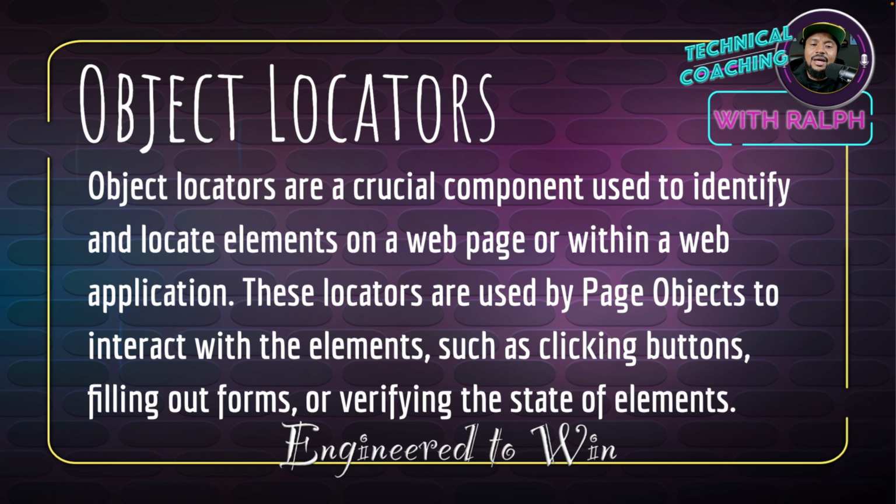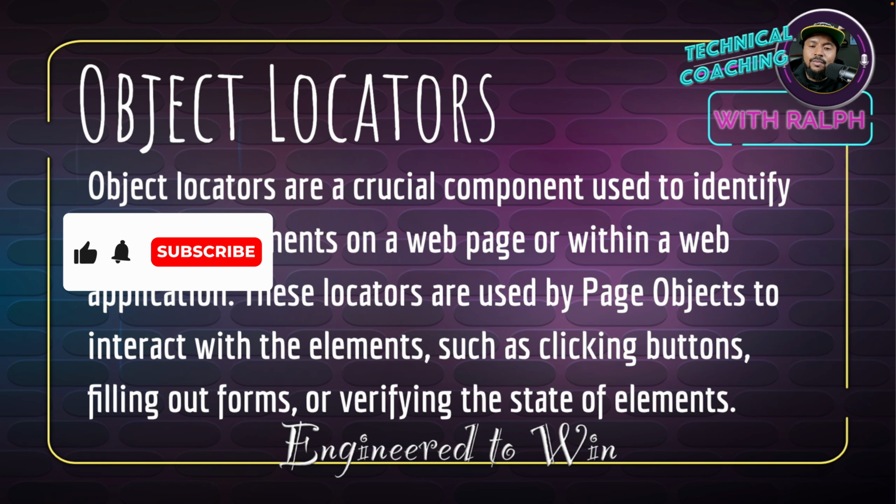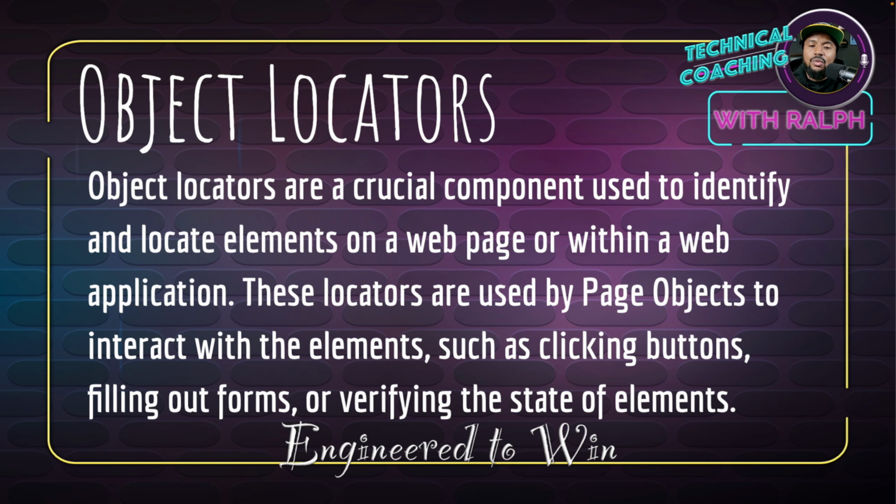And the object locators aren't even part of the page object model specifically, because any way that you choose to automate, whether you automate in the test scripts, which I highly do not recommend you do, but let's say you are just getting started and you want to create the most basic automated test, the object locators are just as important, because the object locators are what will make or break your automated test, right? So object locators are a crucial component used to identify and locate elements on a web page or within a web page application.